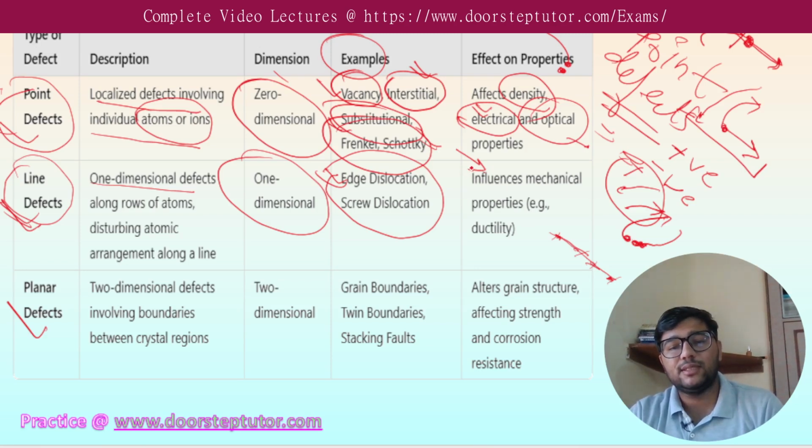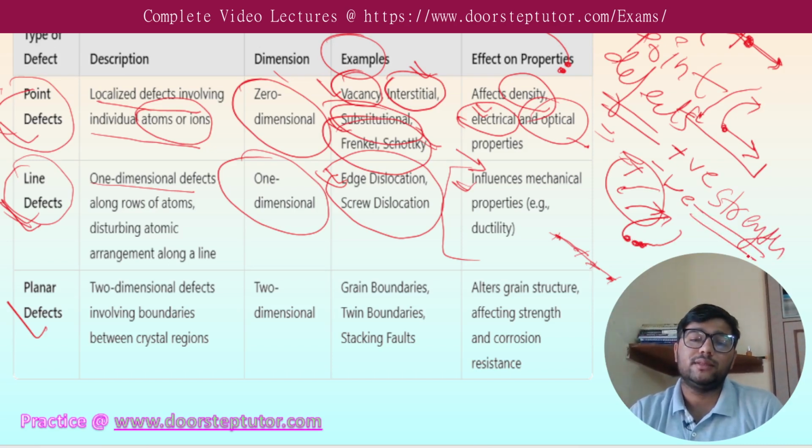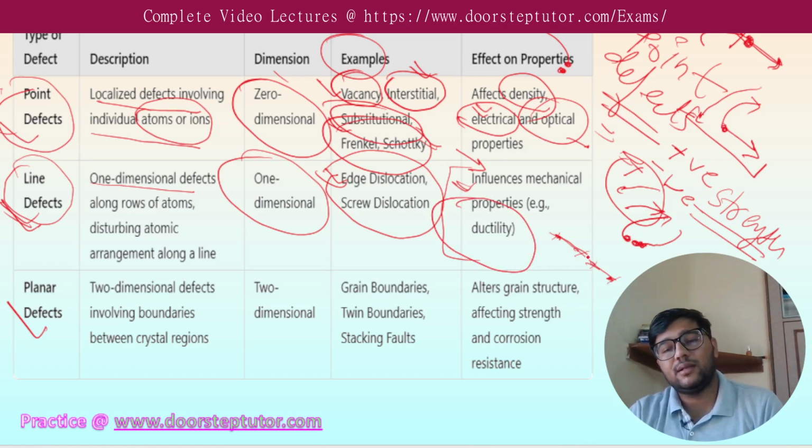And how does it influence the crystal structure? It will influence the mechanical property. The strength can be reduced or increased on the basis of what type of line defect is occurring in the crystal structure. And it can affect the ductile behavior of the crystal.